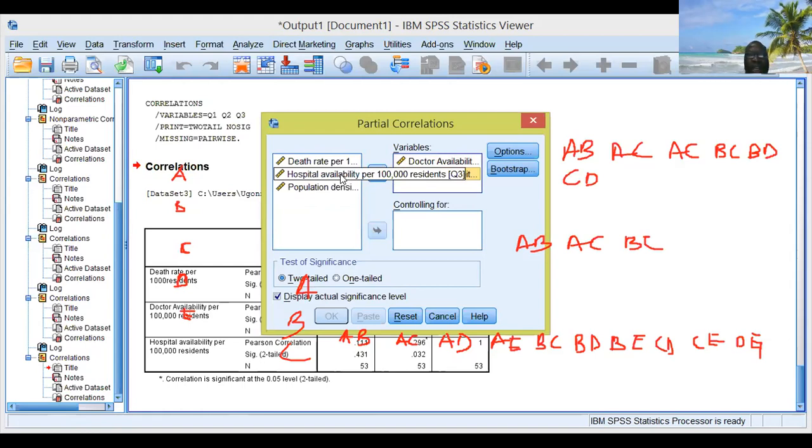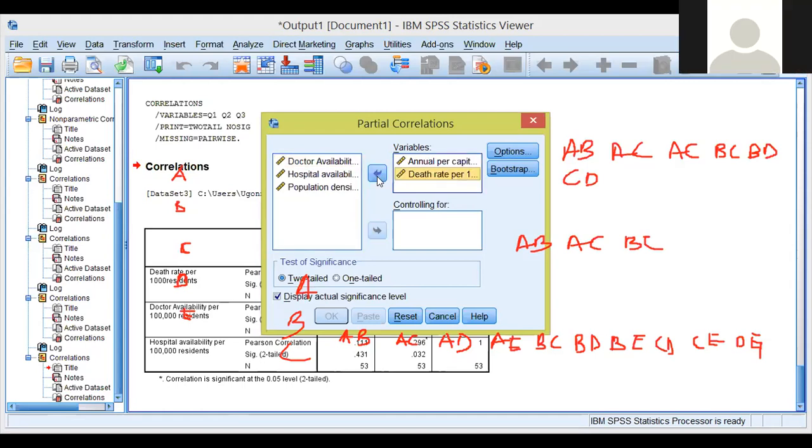No. Remove that doctor availability. It is death rate you are supposed to put there. Okay, death rate. Remove doctor availability and put death rate. What about the annual per capita? Do I leave it there? Yeah, I just want you to control for something. Don't worry, you can put the annual death rate. Okay, you can leave it.